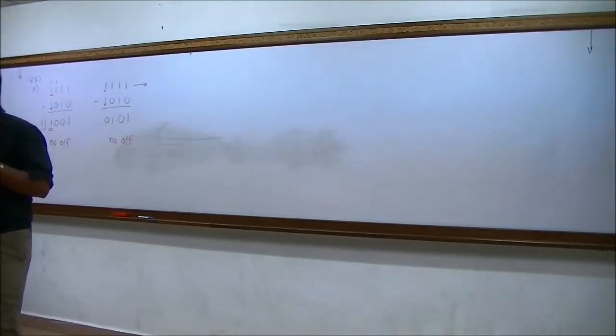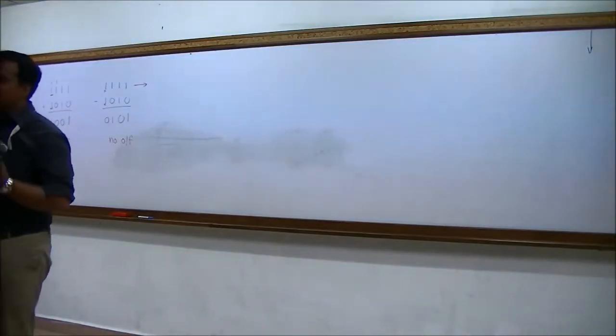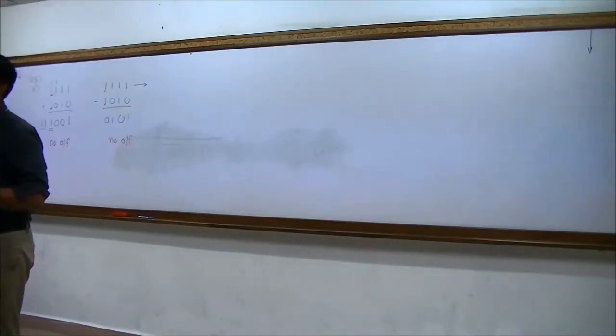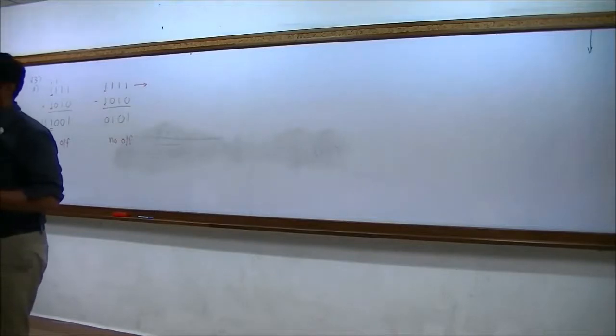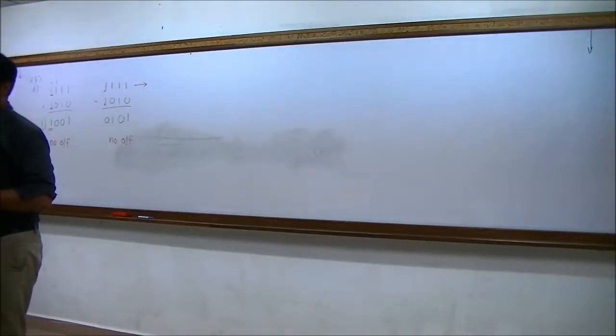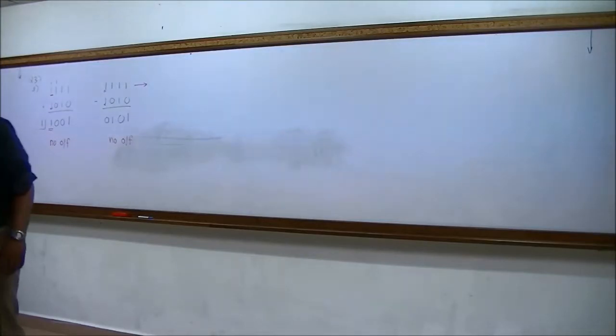Okay, let's rewind a bit. For a positive number, in order to find the value, what do we do? We add up the weightage of the ones, right? For a negative binary, add up the weightage of the zeros, and then plus 1. Correct? I thought I just wrap it up, right? Yeah, so fast.